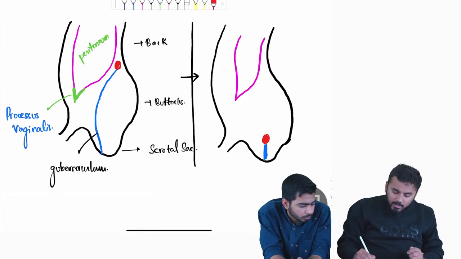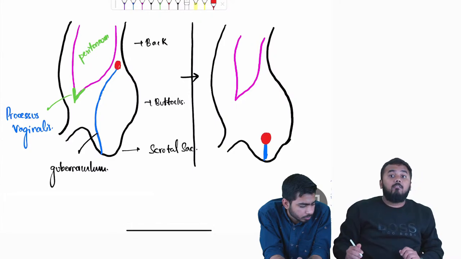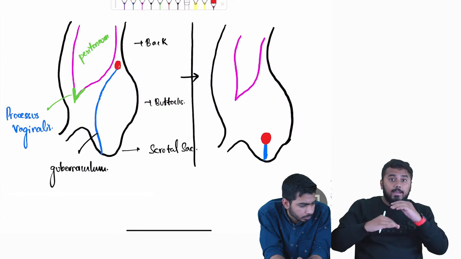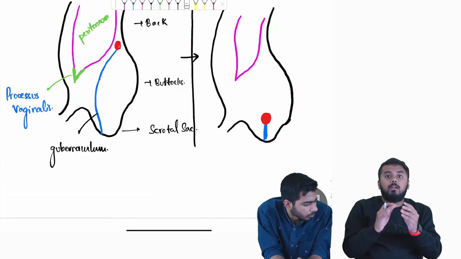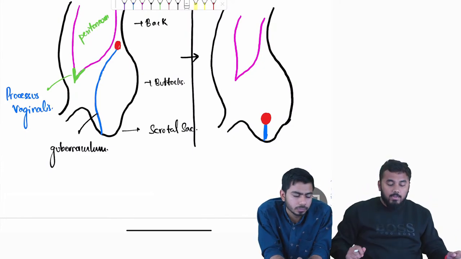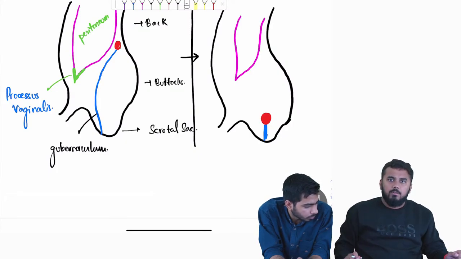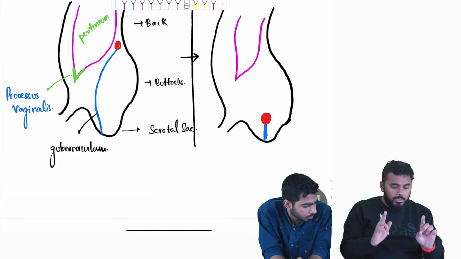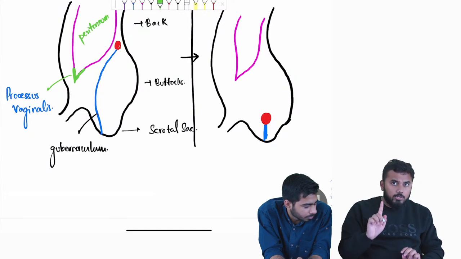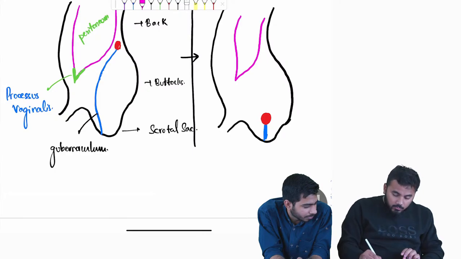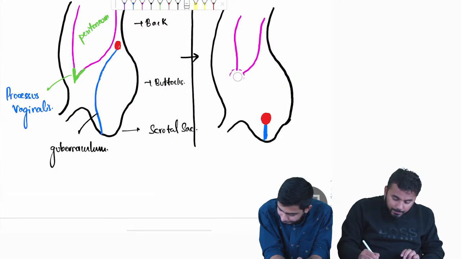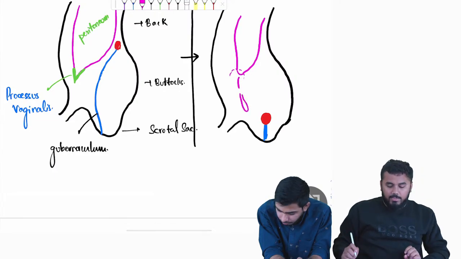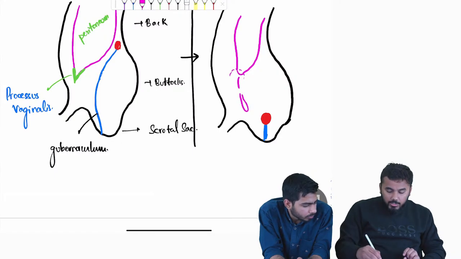Then why did you discuss about processus vaginalis? Why did I discuss processus vaginalis is that later on, as the baby is developing, this processus vaginalis undergoes obliteration. Right? It disappears. Now, how does it disappear? Look here very carefully. Normally, this part is obliterated, in the sense this part disappears like this, and there is a little part that is left here. Clear? So in this way it obliterates.